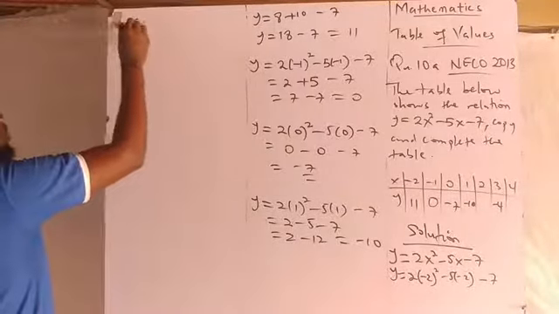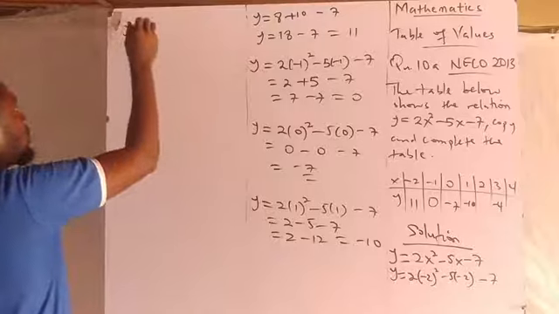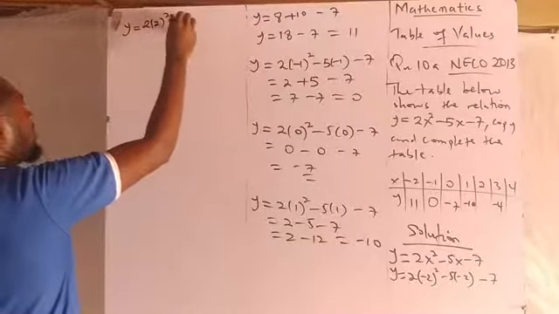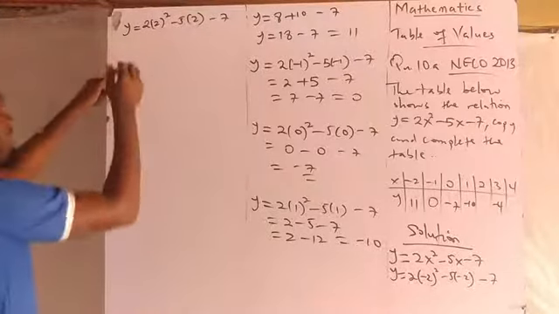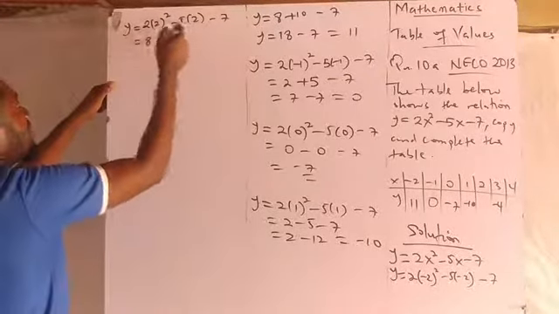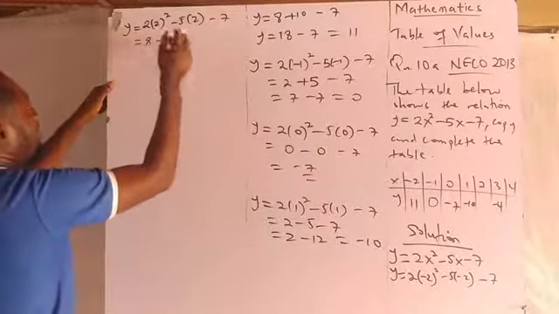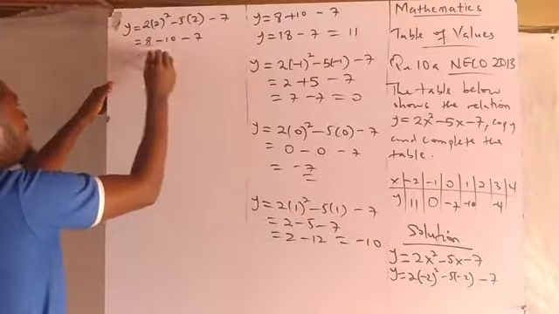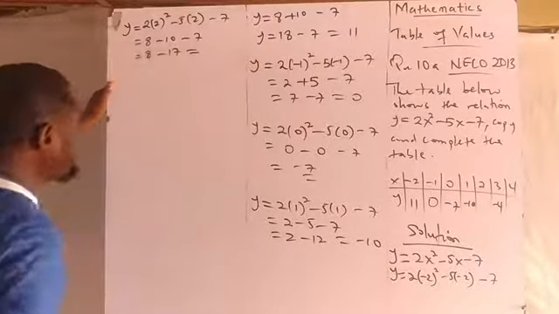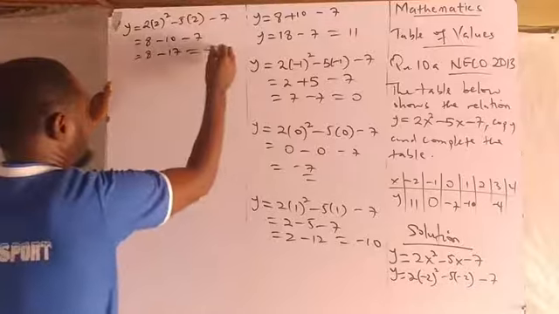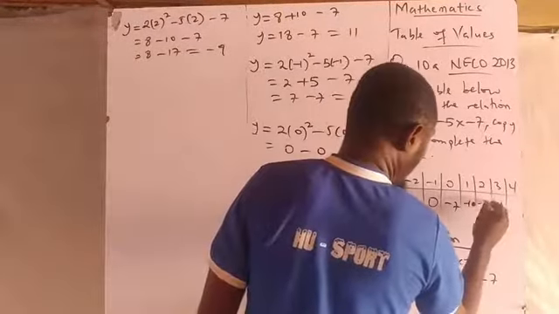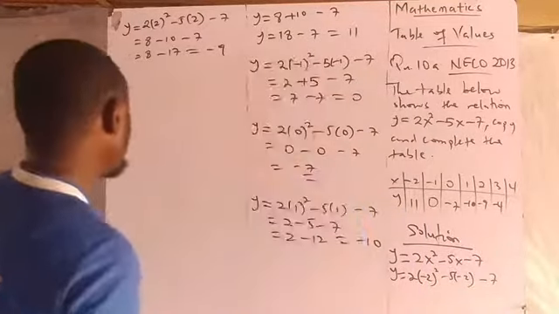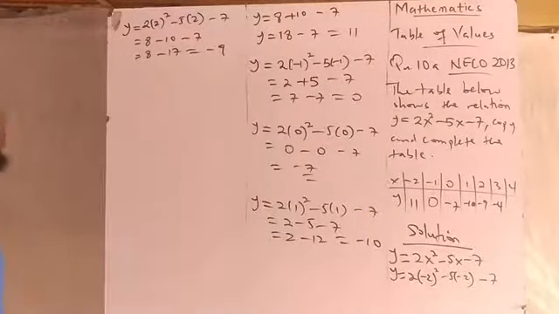When x is 2, what is y? y will be equal to 2 into 2 squared minus 5 times 2 minus 7. 2 squared is 4. 4 times 2 is 8. That will be minus 10. That will be minus 7. This will be 8 minus 17. 8 minus 17, your answer is minus 9. So here is minus 9. Minus 9 is our answer.